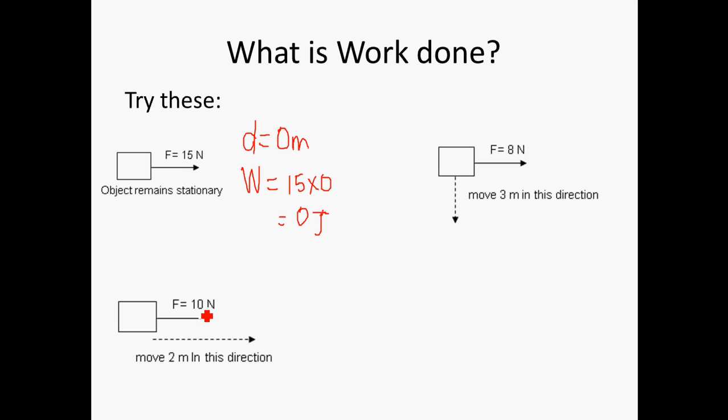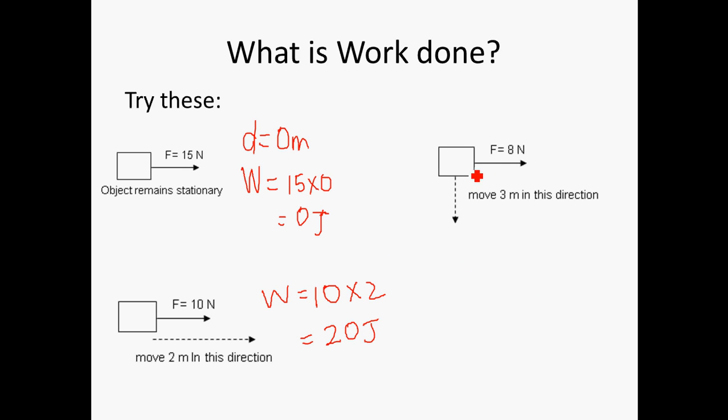Now you have a second question where the distance moved is 2 meters in the direction of the force. Work done will be equal to the force, which is 10 Newton, multiplied by 2 meters. So you get 20 joules. No issue about this. This is very straightforward. How about the third case?